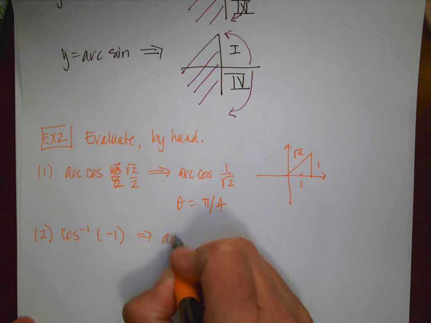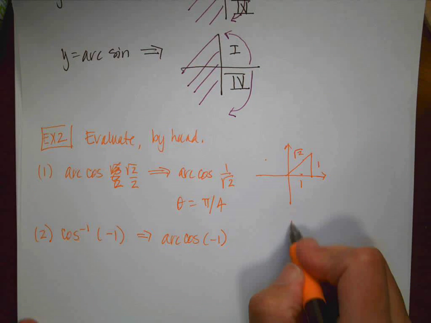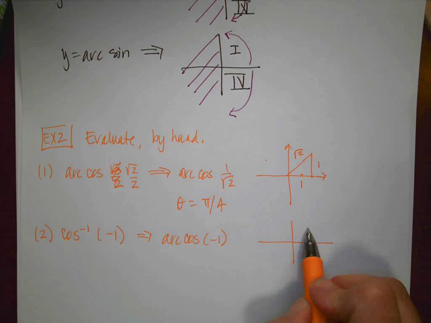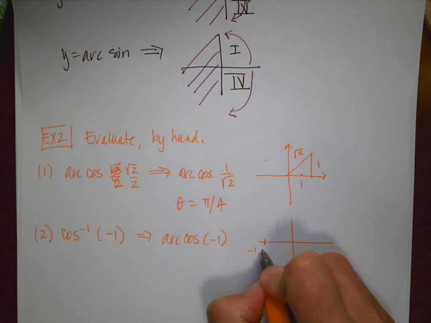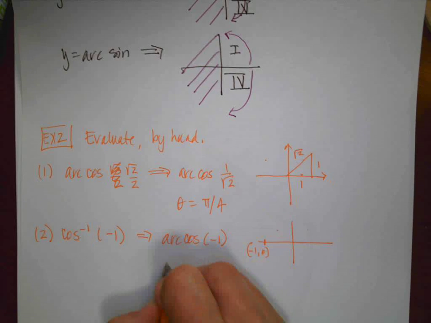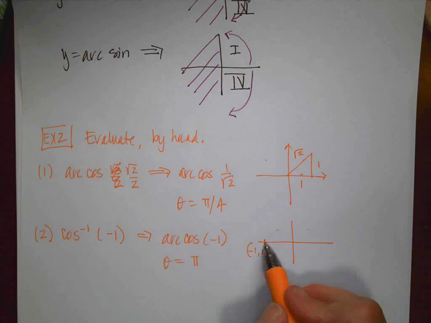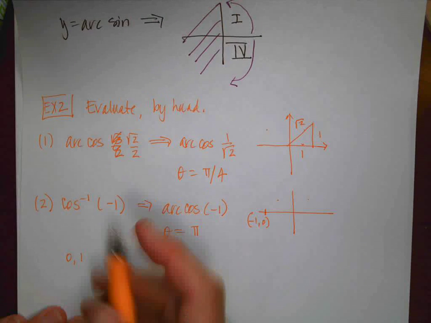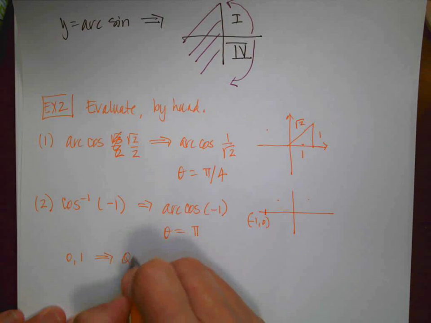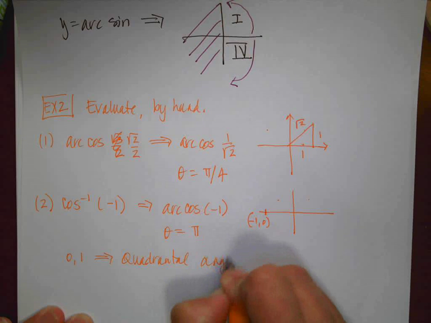You can remember that these are interchangeable symbols. I could either write it like that. Arc cosine is limited to the first and the second quadrants. This point is negative 1, 0, when theta is equal to pi. So that's going to be my quadrantal angles. Anytime you have a 0 or a 1, positive or negative, these are going to be your quadrantal angles.